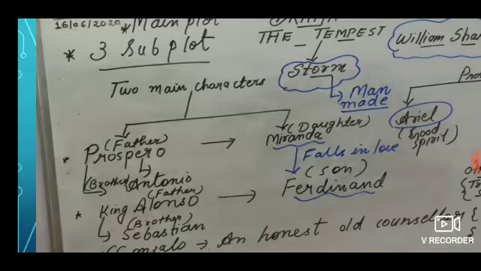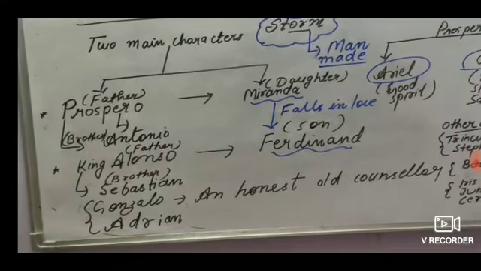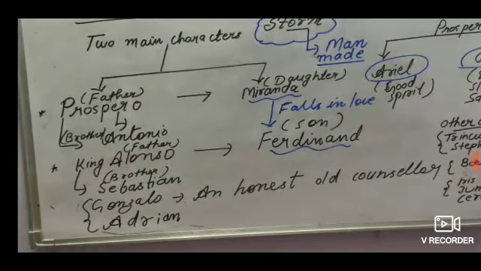Before going to main plot and subplot, you should know the characters here. Now this storm, the tempest, has two main characters. One is Prospero, one is Miranda. You can see Prospero is the father, he was the real Duke of Milan, and Miranda his daughter. Now Prospero has a brother, Antonio. You can see here I have made an arrow. Antonio, he is Prospero's brother.